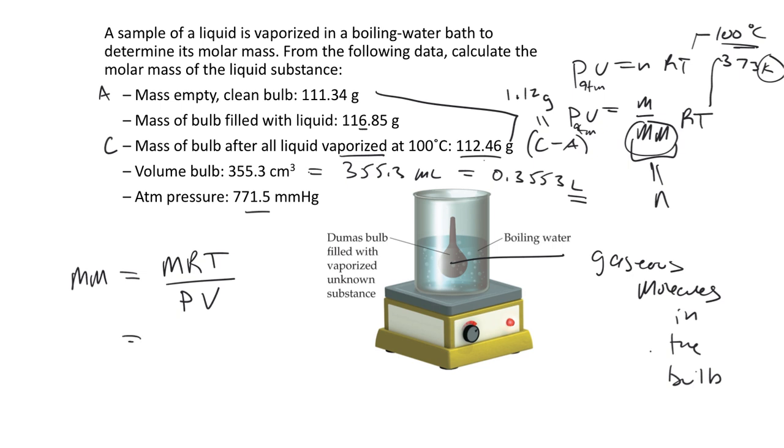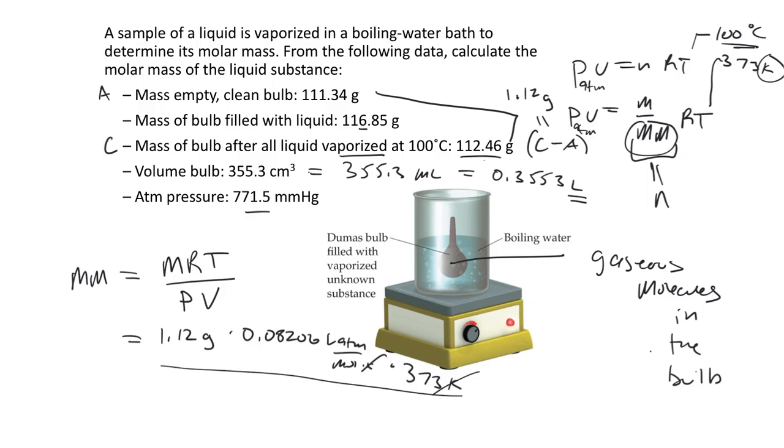Okay, and so I have my 1.12 grams of the sample that had remained as a gas, found by taking the difference of the sample that had reliquefied compared to the empty bulb, times the ideal gas constant. And then times 373 Kelvin. That's just 100 degrees C in Kelvin. So Kelvin's canceling. And then divide all that by our pressure.